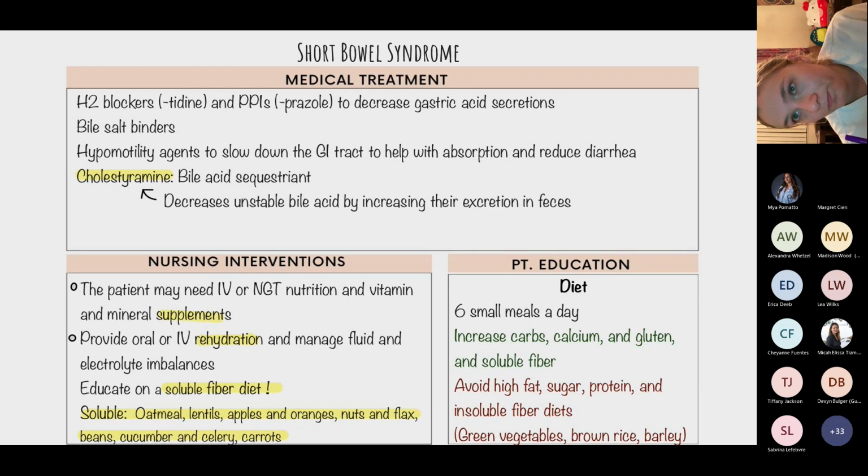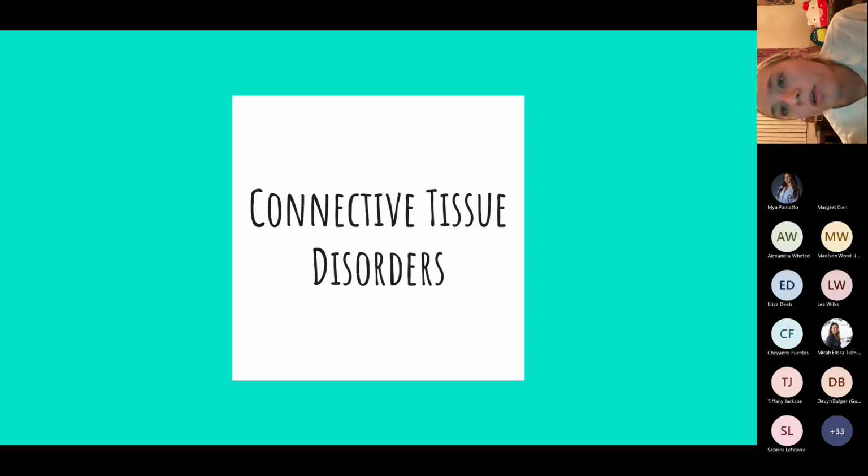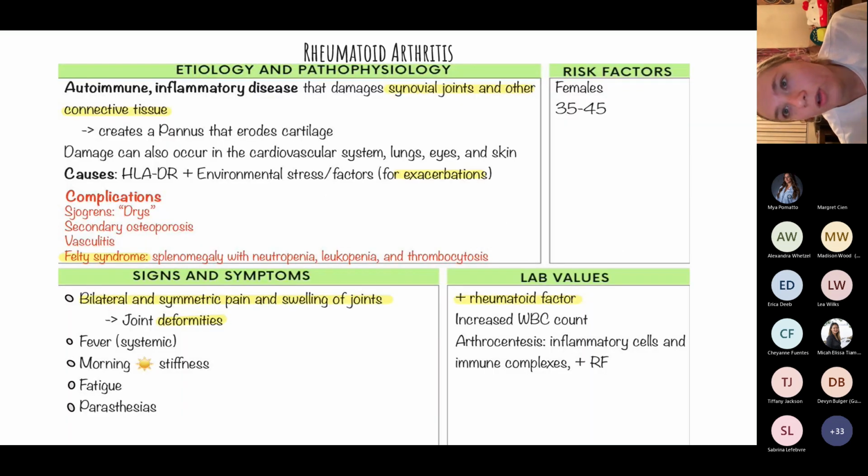Okay. So moving along from GI, now we're really going to get into our connective tissue disorders. So up first, we have rheumatoid arthritis.